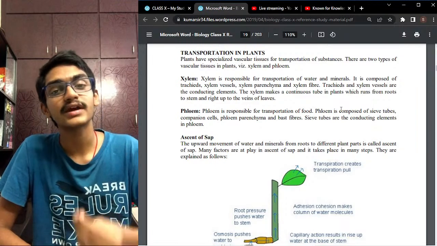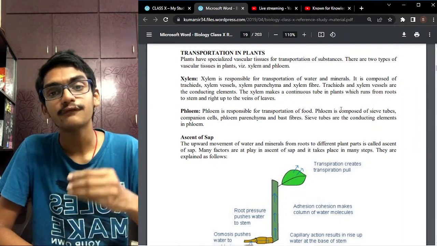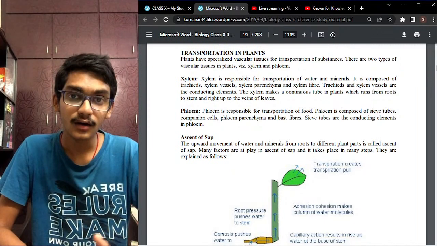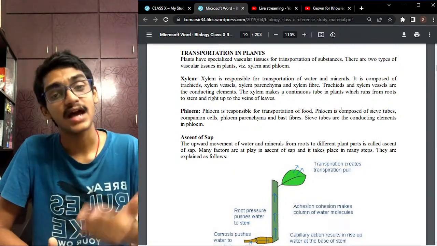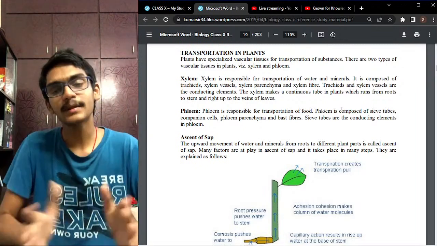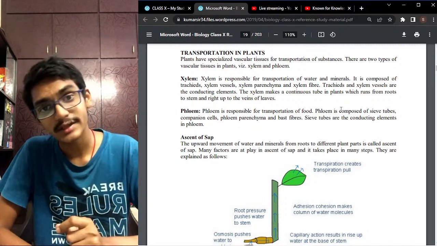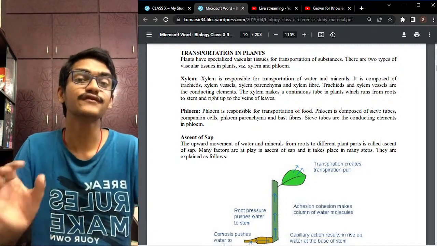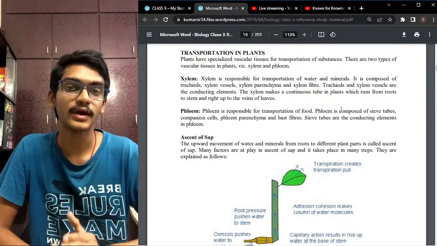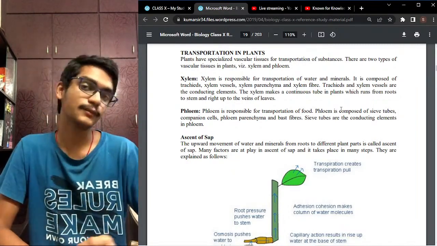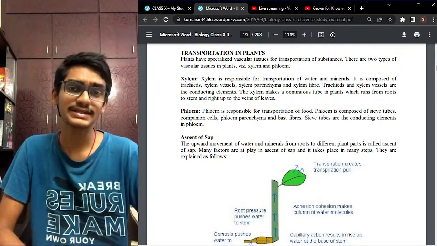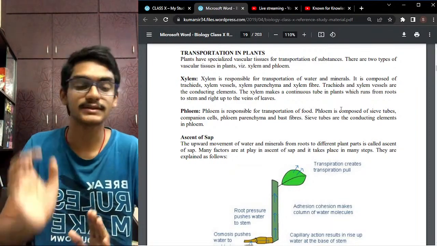In a similar way, with the process of diffusion, water is transported from a place of high pressure to a place of low pressure. You might ask, what is the difference between osmosis and diffusion? For diffusion you do not require any semi-permeable membrane, whereas for osmosis you require a semi-permeable membrane. Otherwise, everything is mostly the same between diffusion and osmosis.